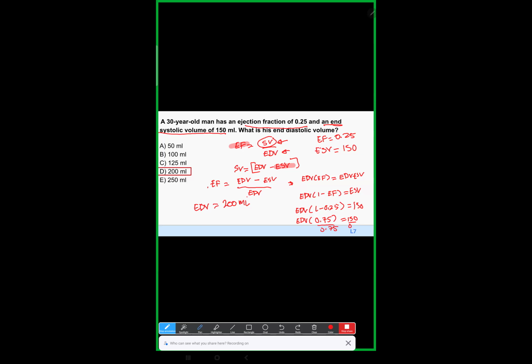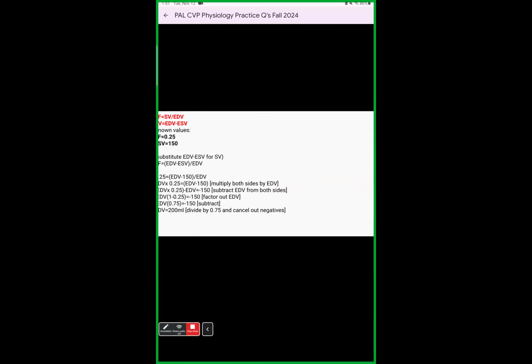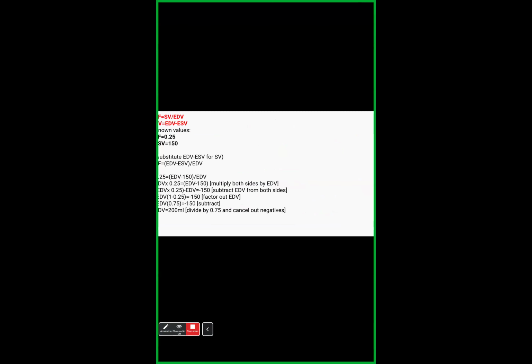Okay, to make the equation a little easier, here's another slide that explains every single step of how to simplify the equation and how to solve. But essentially, you just need to know these two formulas, the ones in red. Whoa, you did not see that. Anyway, you just need to know these two formulas in red, and you just have to substitute the stroke volume formula into the ejection fraction formula so that it makes sense, and hopefully you can solve it.